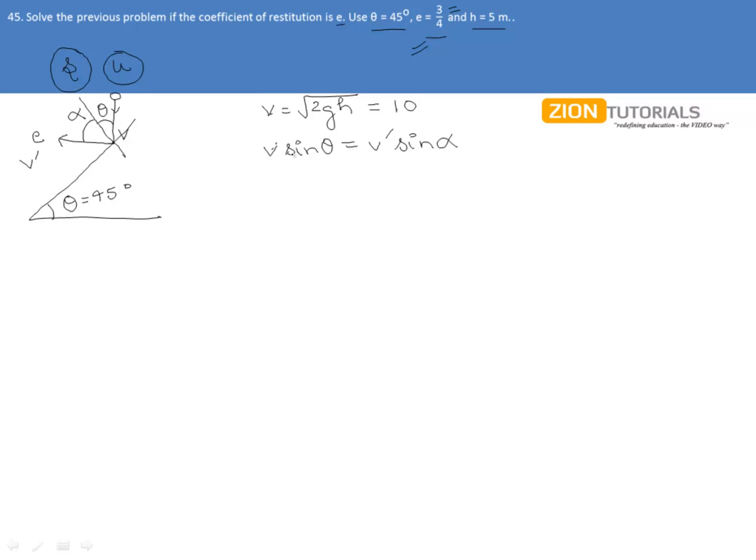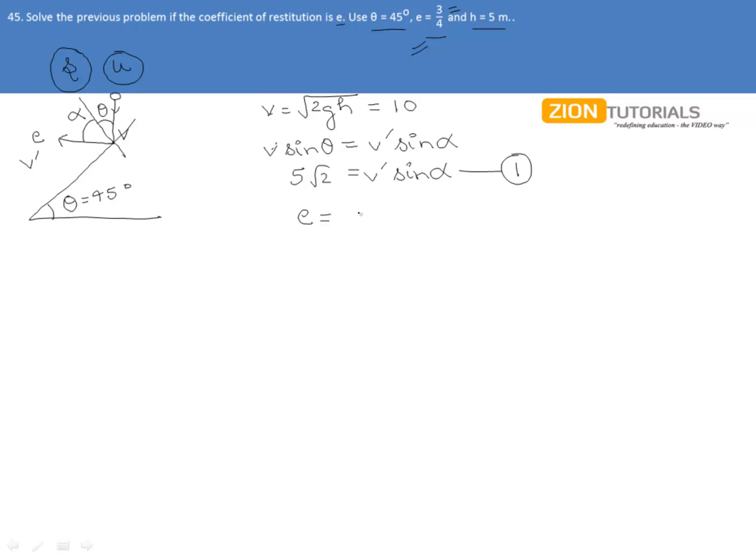So writing the value of V as 10 and sine theta as 1/√2, we get here 5√2 equals V dash sine alpha. Let us mark it as equation number 1. Now friends, let us apply the equation of coefficient of restitution in the direction perpendicular to the plane.